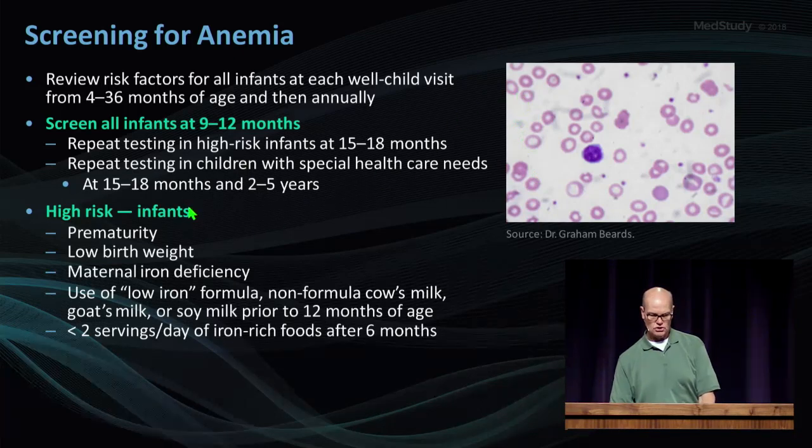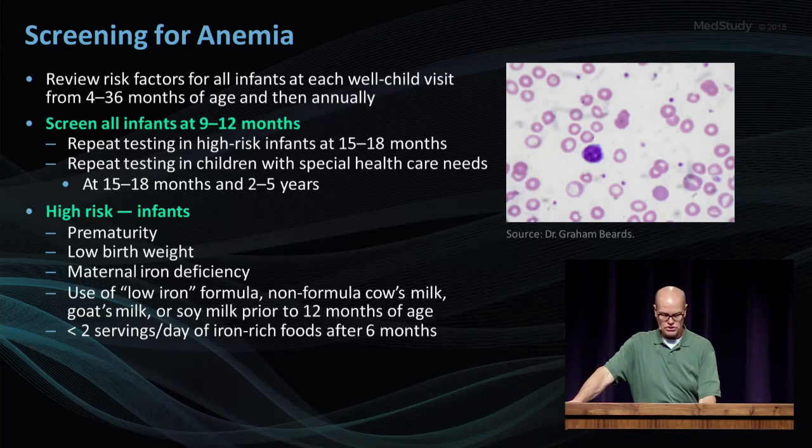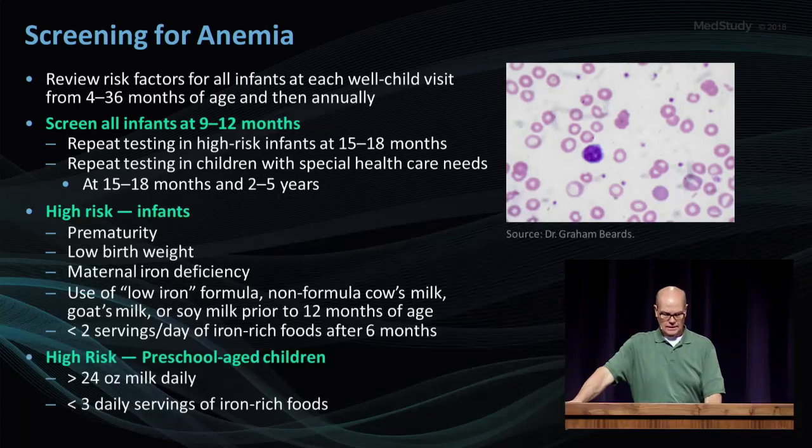High-risk infants should be screened more frequently because of all the factors that are listed there. And also, there should be no use of low iron formula. It's not even available in the majority of places. And early cow's milk feeding will be associated with iron deficiency anemia.